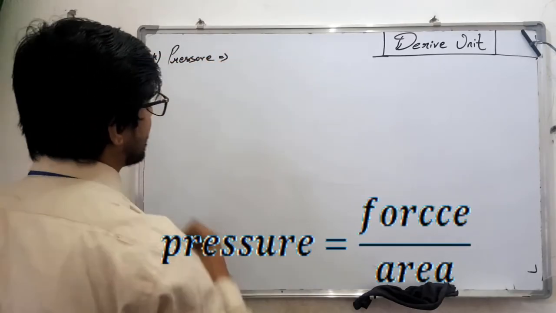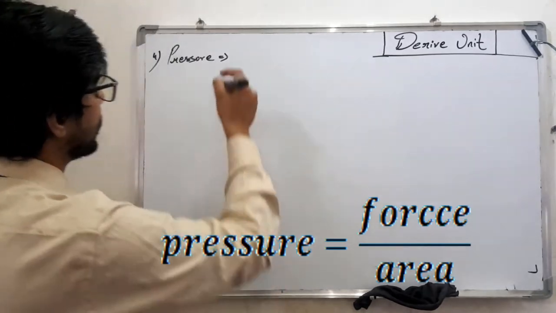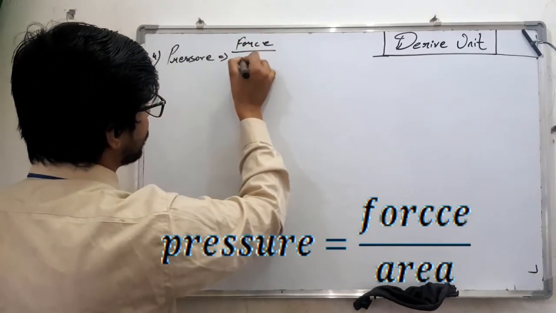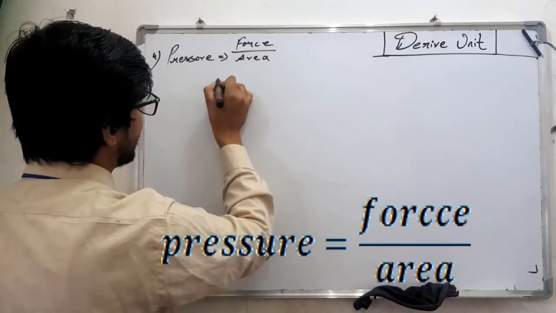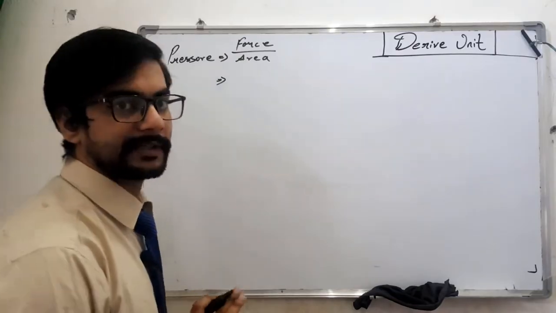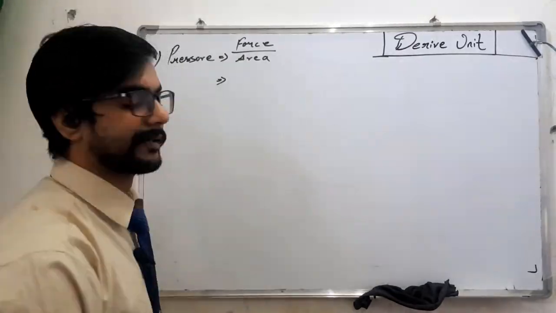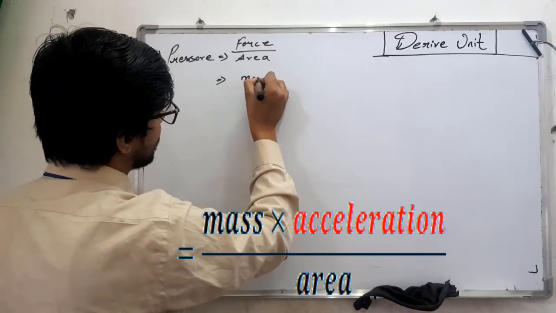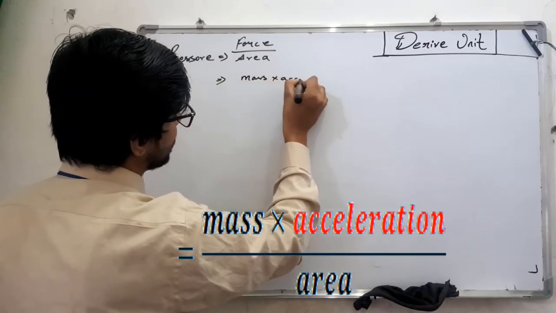Pressure is defined as the force per unit area. We are well known about it. Force per unit area, you have read so many times. So force and area both are derived terms, they are not fundamental terms, which means we need to change both. Force I can write as mass into acceleration.